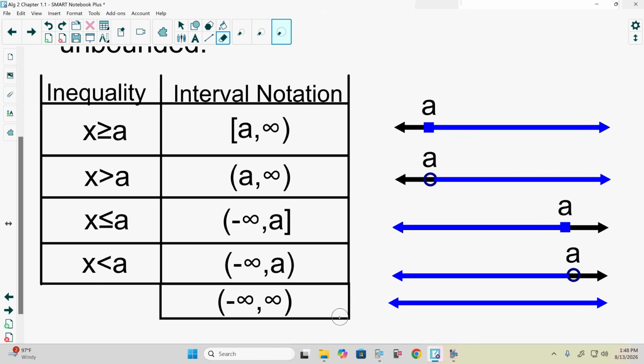Now I do include this one here because if we do have all real numbers, it is the whole number line. We can say it's negative infinity to infinity, all real numbers, everything's included.